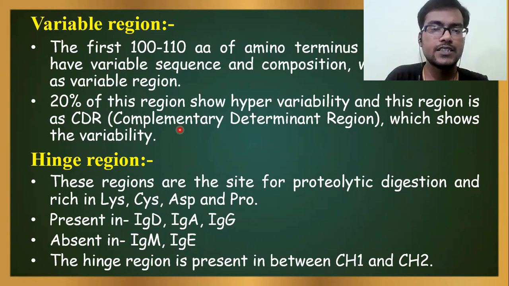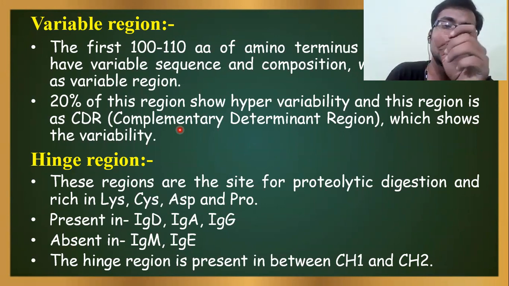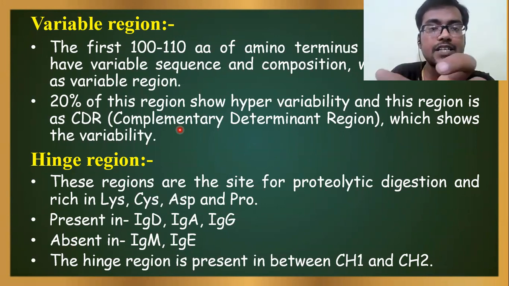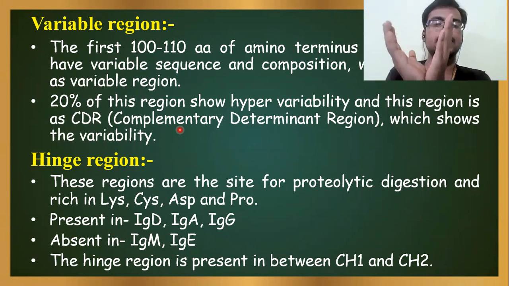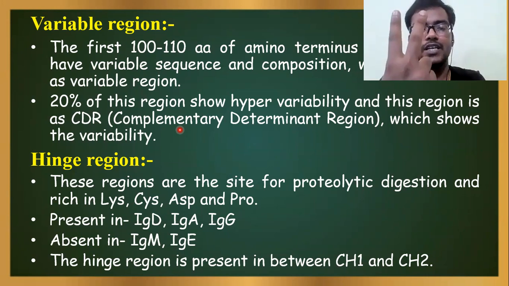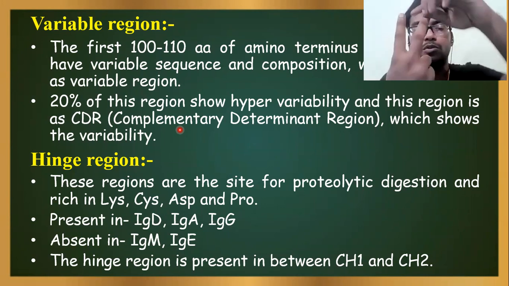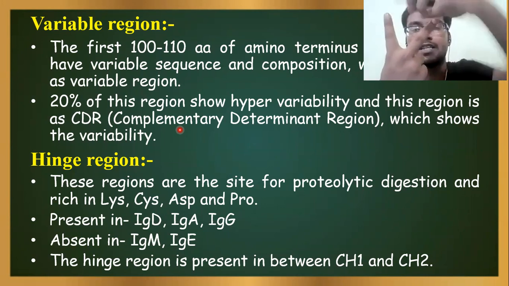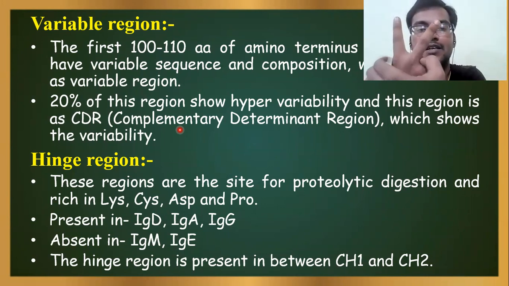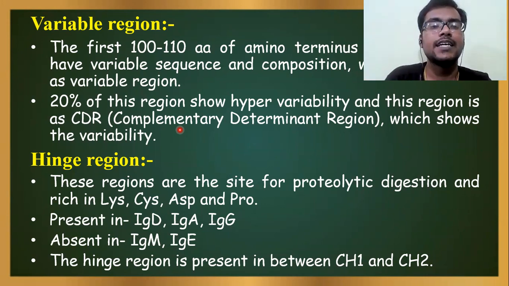Then comes the hinge region. As I told, the hinge region provides flexibility to the antibody, like this. If this is an antibody, and this is the hinge region, if you move that finger, then this shows the flexible portion. This is known as the hinge region.